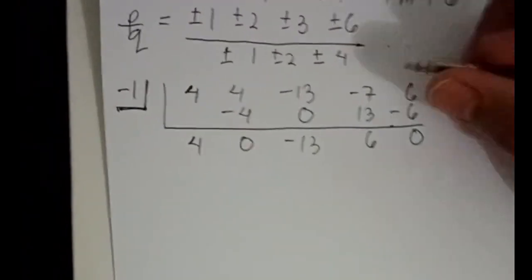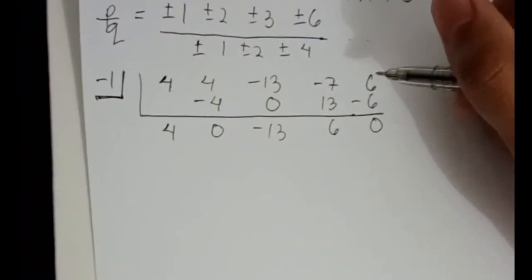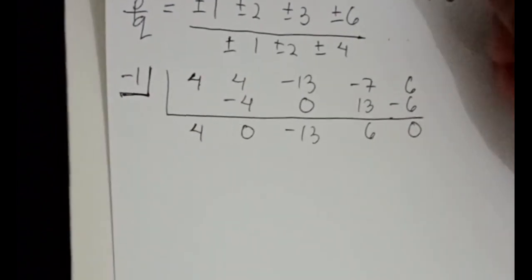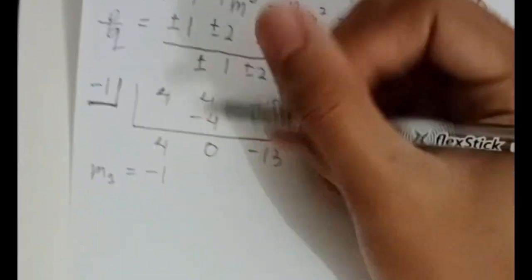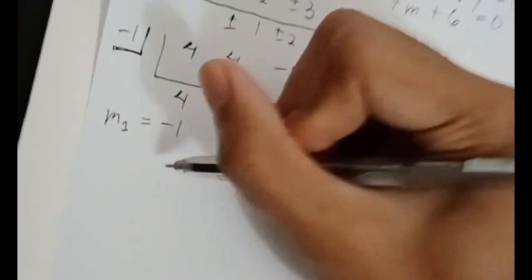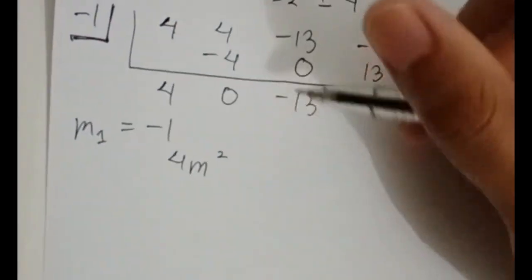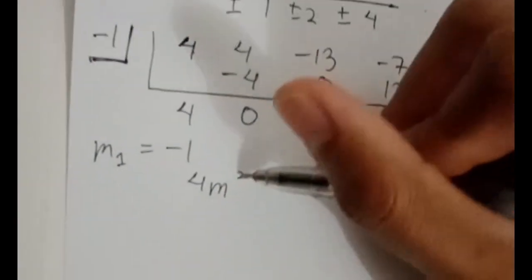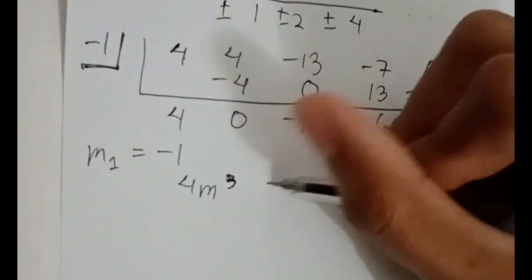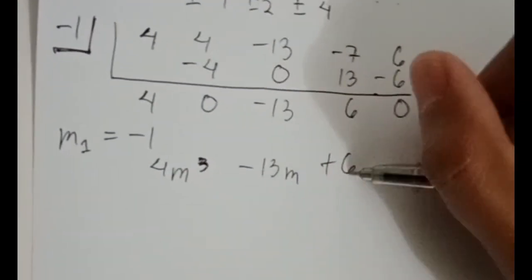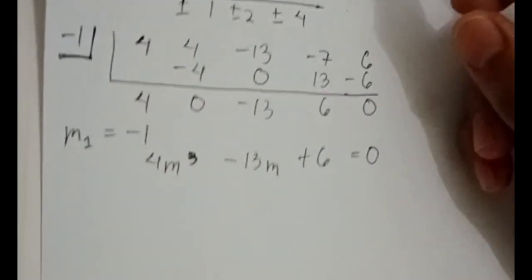We got a 0 remainder in our solution. That means negative 1 is a root of our equation. So that will be m sub 1, our first root, is equal to negative 1. So just copying this, that will be 4m cubed. We don't have m squared because it's 0. So that will be 4m cubed minus 13m plus 6 is equal to 0.